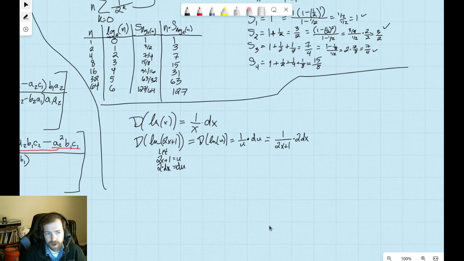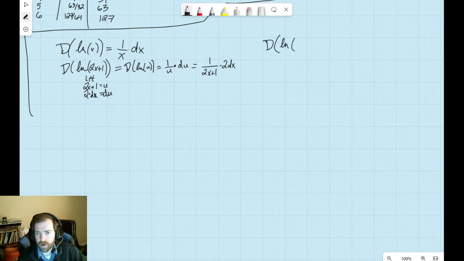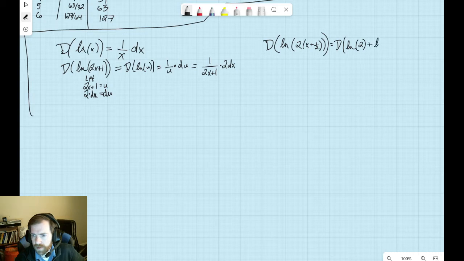If you want to see something else that's wild, another way to do it is you say, okay, I want to take the derivative of the natural log of 2 times parentheses x plus a half. That's the same as taking the derivative of the natural log of 2 plus the natural log of x plus a half.